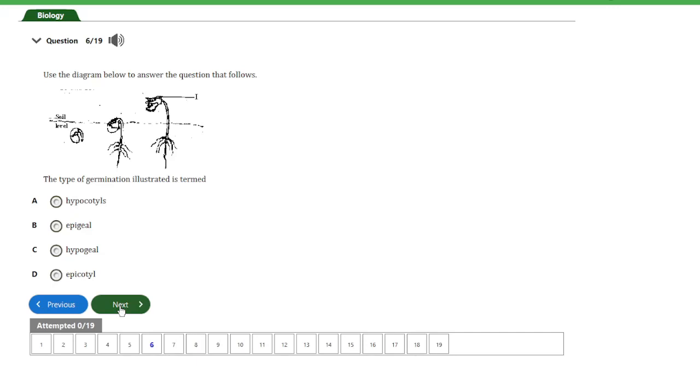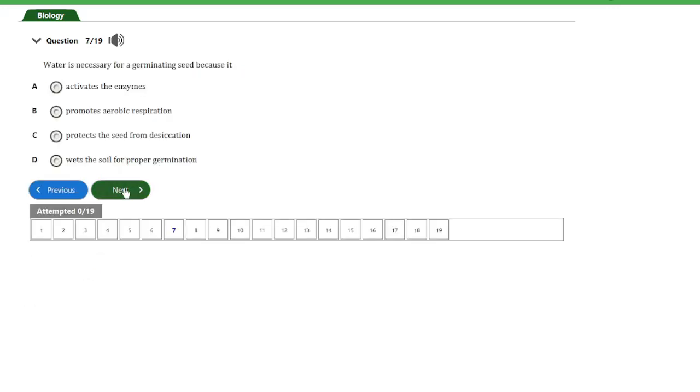So looking at this diagram, it's an epigeal germination because seeds are germinating above the ground level. So guys, option B is the answer to this question, and that's the epigeal. So guys, let's look at the next question, and that's question number 7.